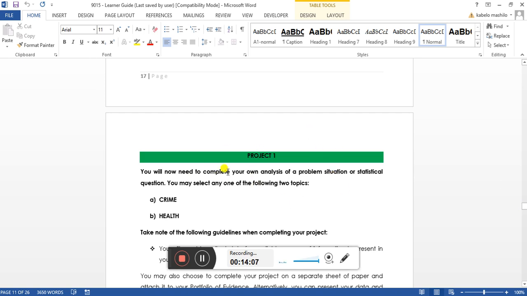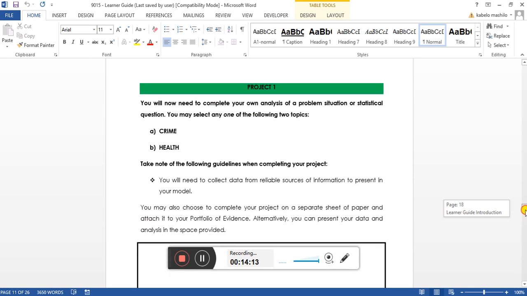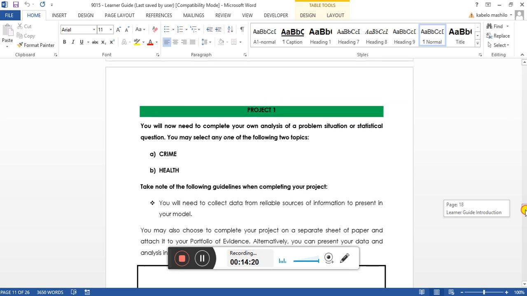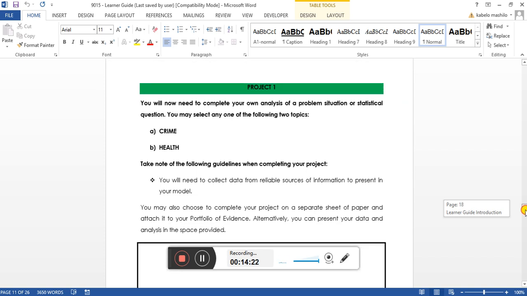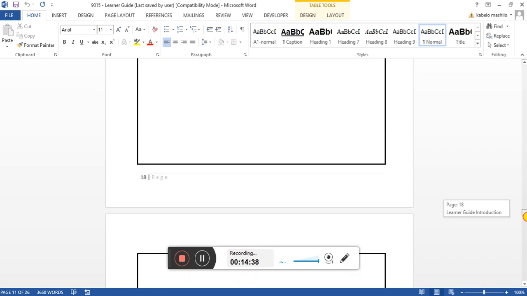This project you will do on your own. On a stats question, you may select one of two topics, crime and health, and take note of the following guidelines when completing your project. You will need to collect data from a reliable source of information to present in your model. You will also choose to complete your project on a separate sheet of paper and attach it to your portfolio of evidence. Alternatively, you can present your data and analysis in the space provided.